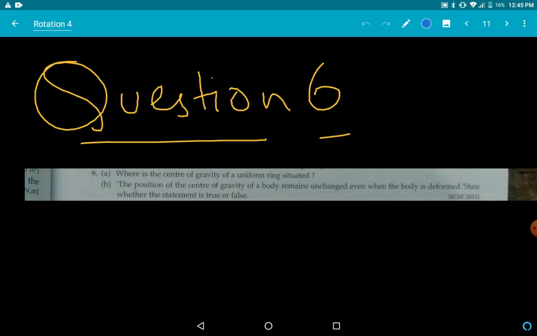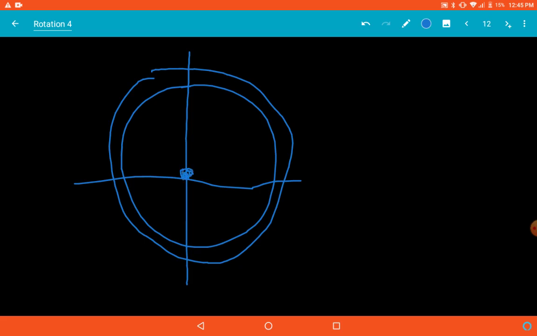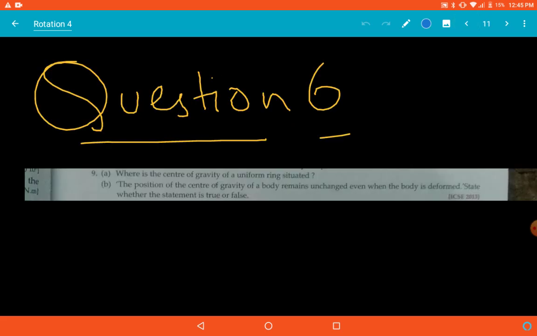Okay, now the last question we are going to do, 2013 question number 9. I don't know which book. 9a, where is the center of gravity of a uniform ring situated? This is a uniform ring. I told you, it is just located at the center, but outside the material. Then what is the second question? Does the position of the center of gravity of the body remain unchanged when the body is deformed? Not going to give you an answer. This one you solve on your own, because I already told you in the class. Let's see if you can remember.